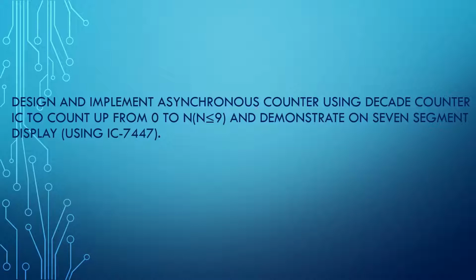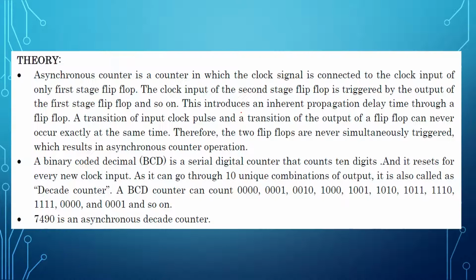So what we need to do here is design a decade counter. A decade counter is a counter which will be giving me a count of 10. And the same count that the decade counter gives me has to be displayed on the 7-segment display. So this is the aim of the experiment.